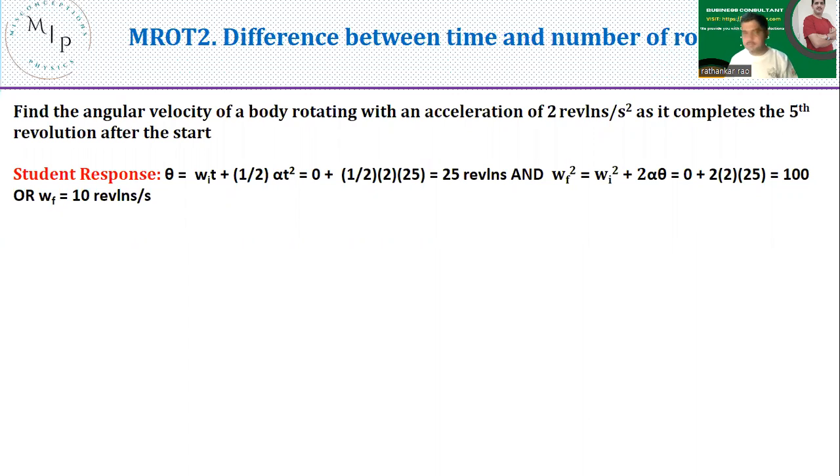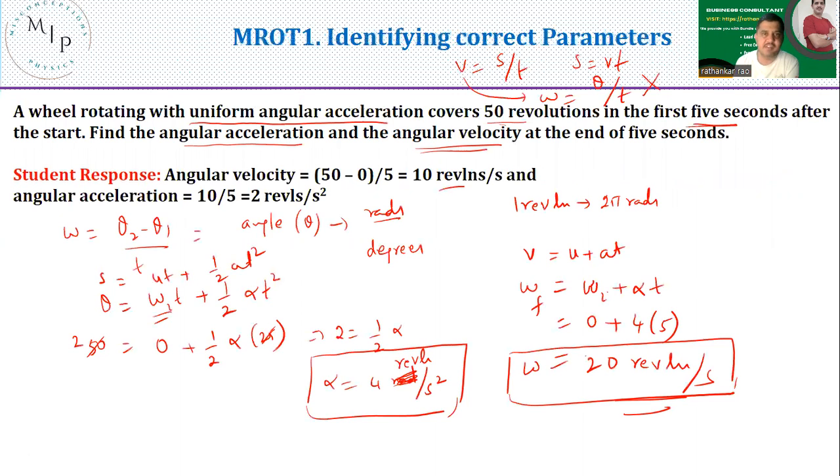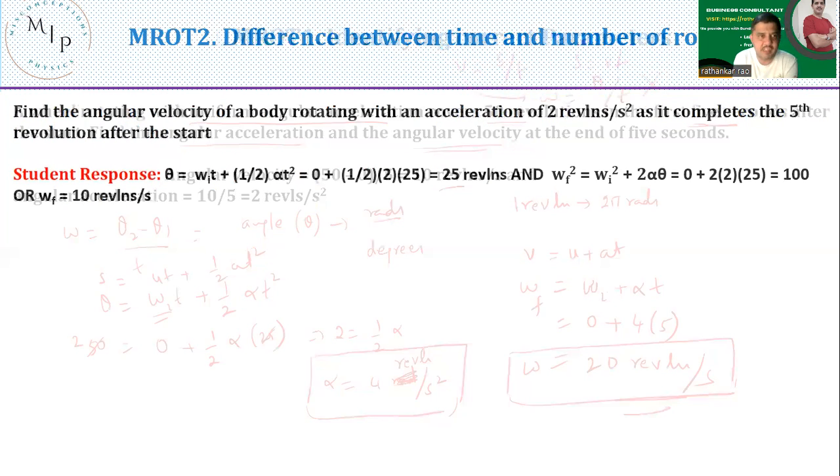The next problem reads like this. I hope you have watched my yesterday's video, which was on rotation. In yesterday's video, we saw how to identify the correct parameters needed to solve a problem, whether to use equations of motion or to find uniform velocity. So that's what we looked at in yesterday's problem. Now let us look at today's problem.